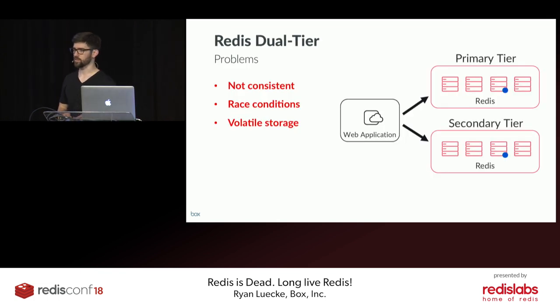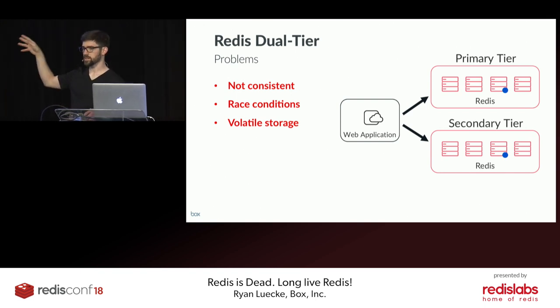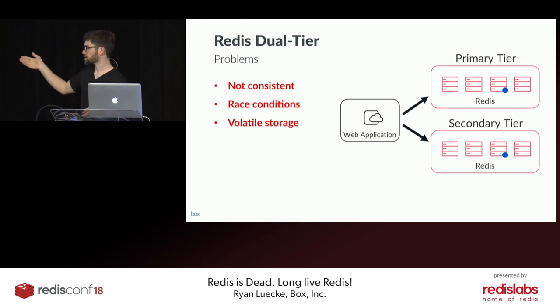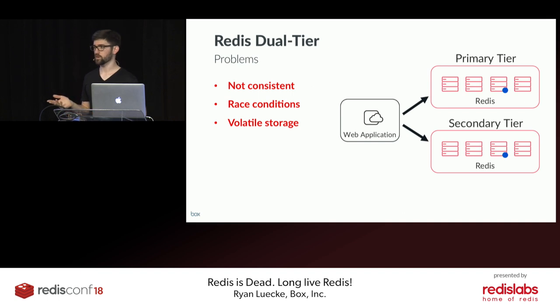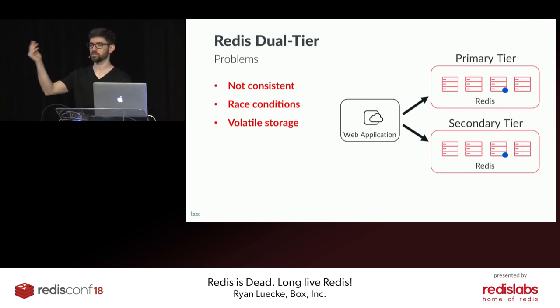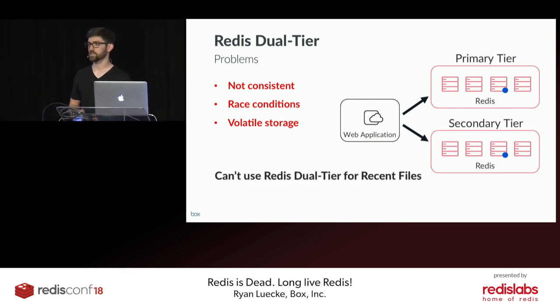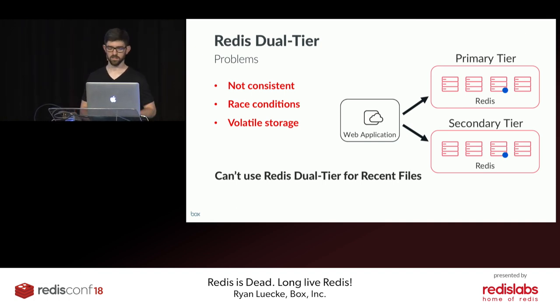But we still have the problems of our dual-tier Redis setup. If you imagine what happens in recents if we don't have a consistent data store, you could have a situation where we flip tiers, and because some zadd did not make it to one of these stores, someone's recent files could flicker when you flip the tiers. This would be a bad user experience. Race conditions are still a problem, and especially volatile storage. Let's say a coordinated restart of our Redis nodes happens, or we have a power outage. Everyone's recent files disappear. This would be terrible from a user point of view, because you're trying to get work done. You go to your recent files, and it's blank. That would be awful. So this setup was not ideal for recent files.